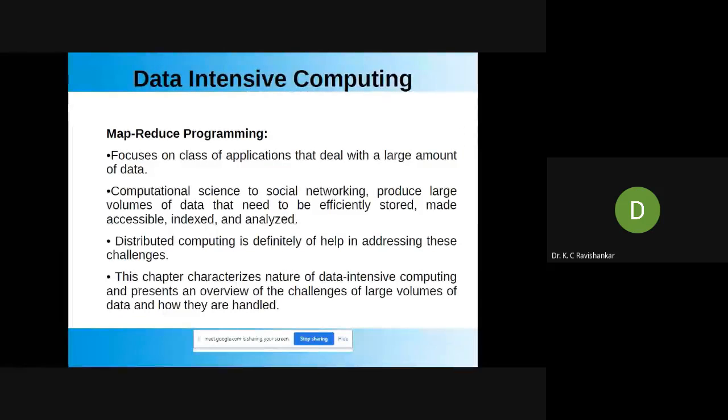In the case of data intensive computing, data intensive application development, their data will be of enormous size, in the range of megabytes, terabytes to petabytes.